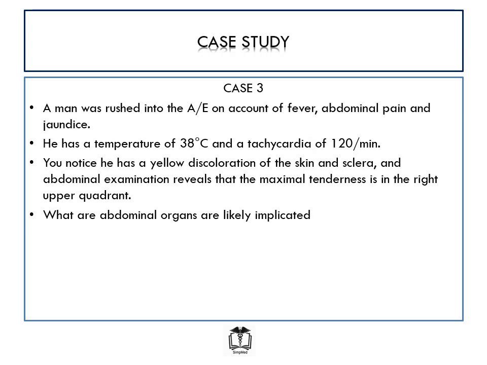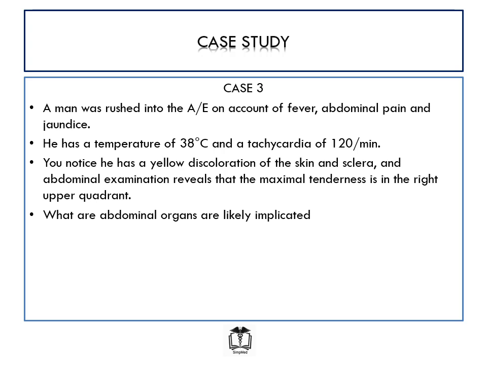Case three is the case of a man that was rushed to the A&E on account of fever, abdominal pain, and jaundice. Jaundice is yellowish discoloration of the eye that occurs when bilirubin is not properly processed or excreted from the body. He has a temperature of about 38 degrees centigrade and tachycardia of 120 per minute. We also noticed the yellowish discoloration of the eye and sclera, and then discoloration of the skin as well.